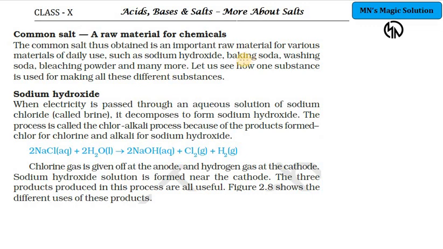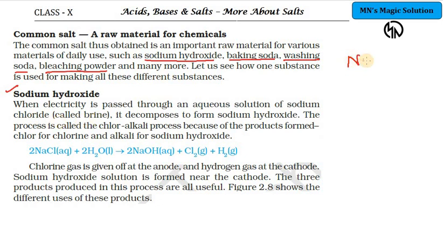Hi students, in this session we are going to learn about how NaCl, which is common salt, is a raw material for the preparation of various substances such as sodium hydroxide, baking soda, washing soda, bleaching powder and all. So we are going to see how they are prepared. The first idea is preparation of sodium hydroxide.